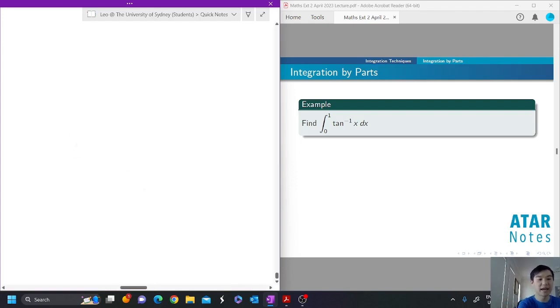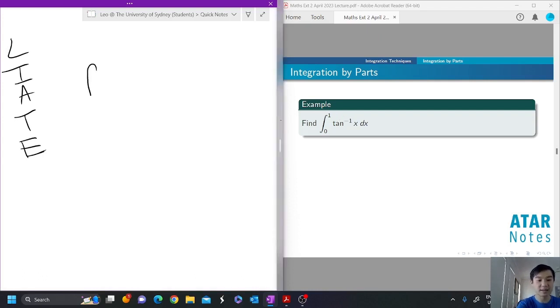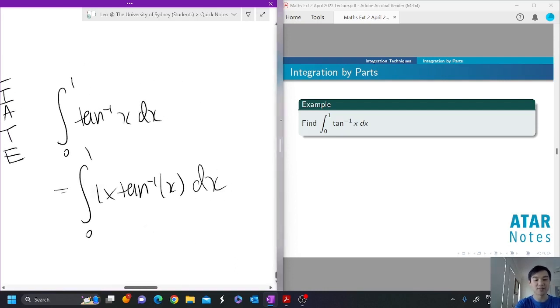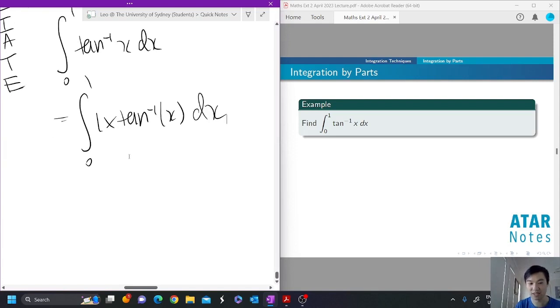So remember LIATE. The thing is, with integration by parts, you need to split it into two things, the product of two things. So here we only have an inverse tan, but remember, you can say that inverse tan is just going to be 1 times inverse tan. So there's still actually a thing being multiplied. It's just 1. You can write it like that. So you can apply integration by parts.